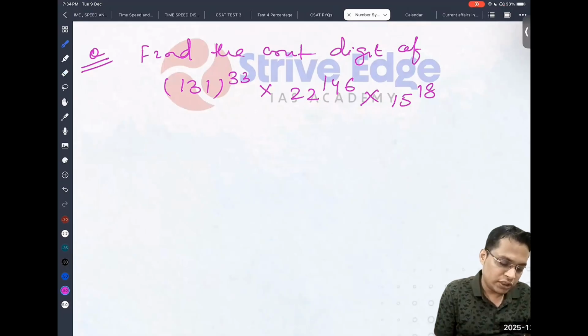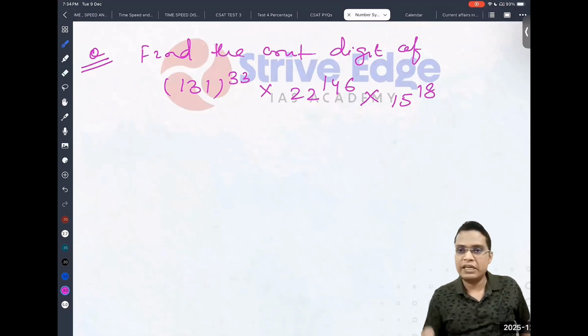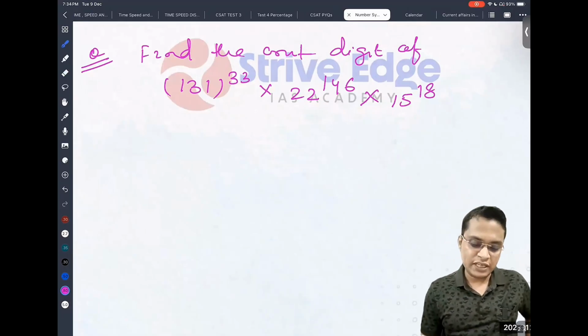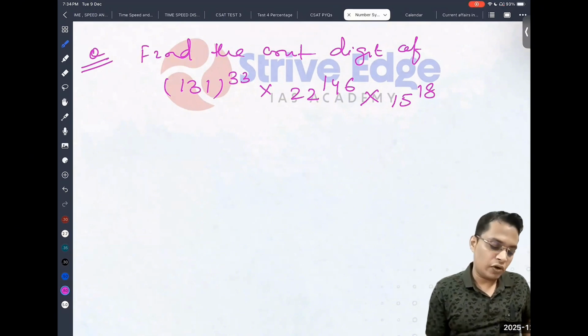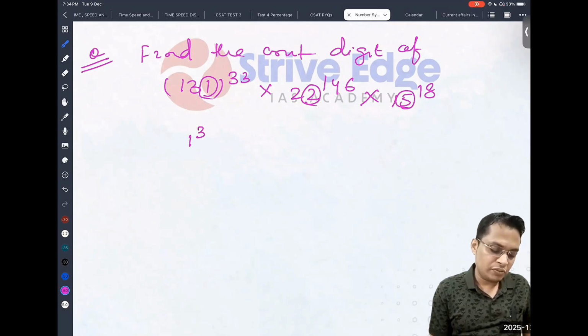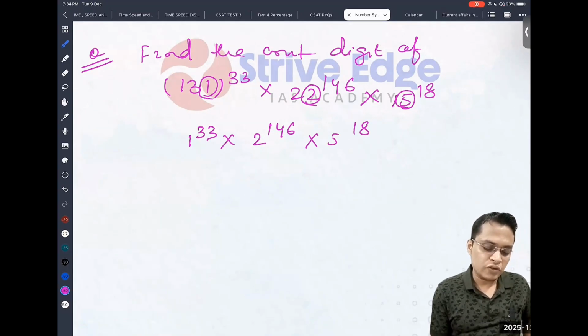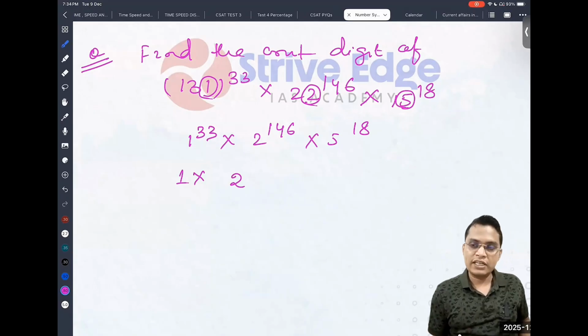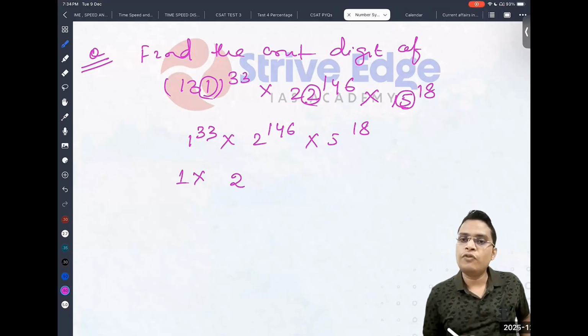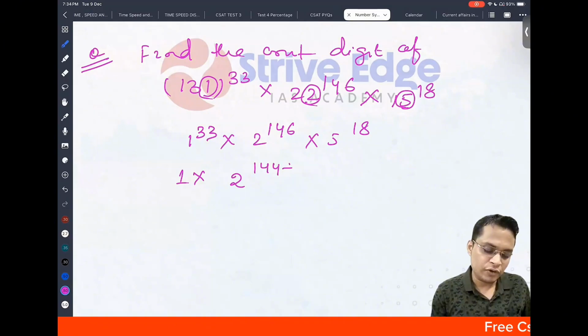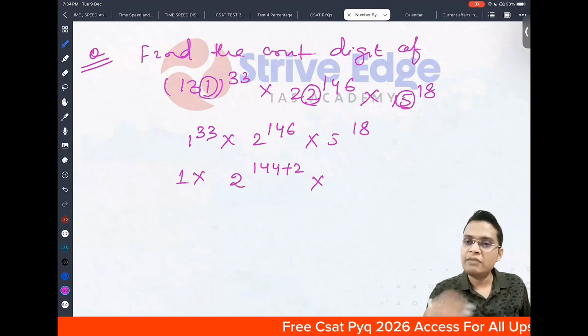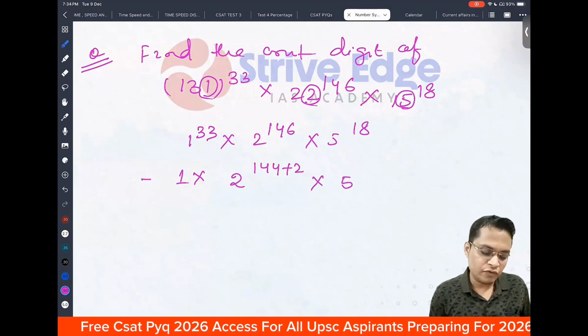Okay, so this question is asking about 1 to the power 33, 2 to the power 146, and 5 to the power 18. What is the unit digit? Already I have told you, we are concerned about the unit place, not the other numbers. So 1 to the power 33 into 2 to the power 146 into 5 to the power 18. Whatever the power of 1, it is always 1, so I can write it as 1. And 2 to the power 146, we need to convert to a multiple of 4 plus something, so I can write 144 plus 2. And whatever the power of 5, it always gives a unit digit of 5.